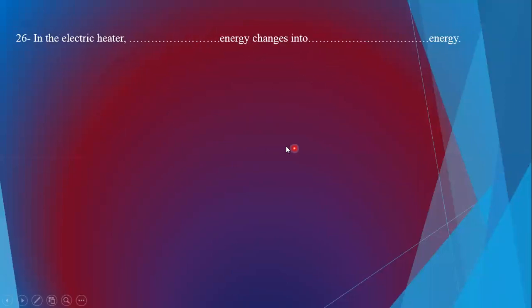In the electric heater, dot energy changes into dot energy. Actually, this is a very simple question because I gave you the answer. الانسر واضحة جدا. Electric heater means I'm using electricity to produce heat. يبقى هنا electric energy into heat energy.